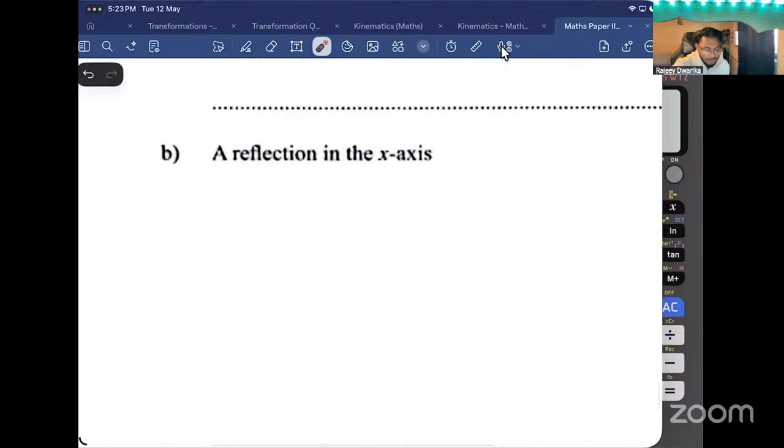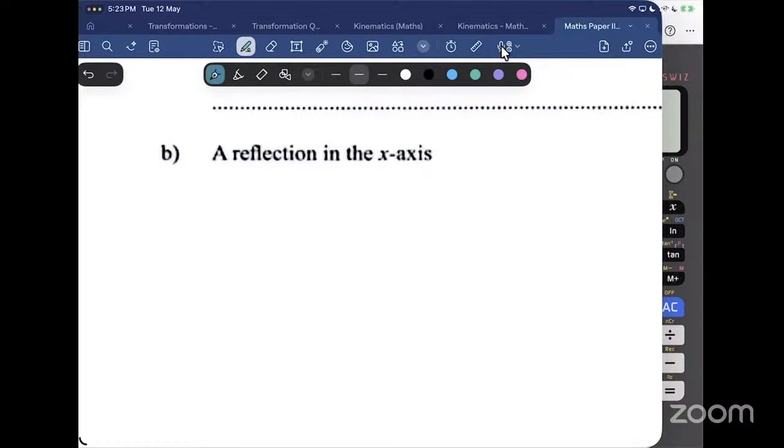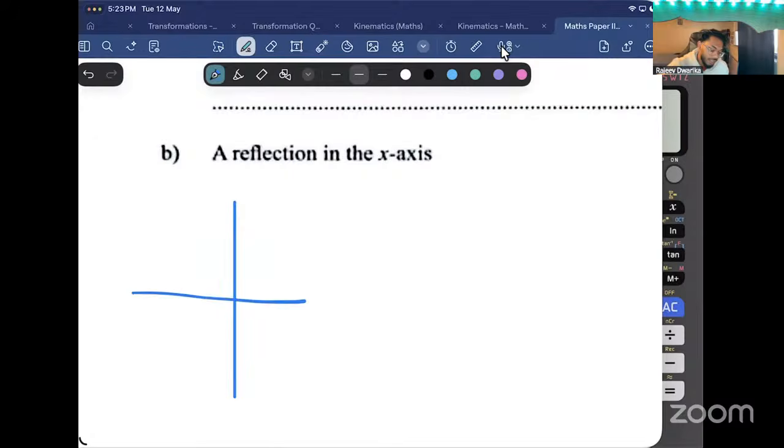A reflection on the x-axis. How many of you guys remember this? Do you remember this or not? Do I remember that matrix or not? Nah. Let me show you the hack then. I should have shown you this hack before.